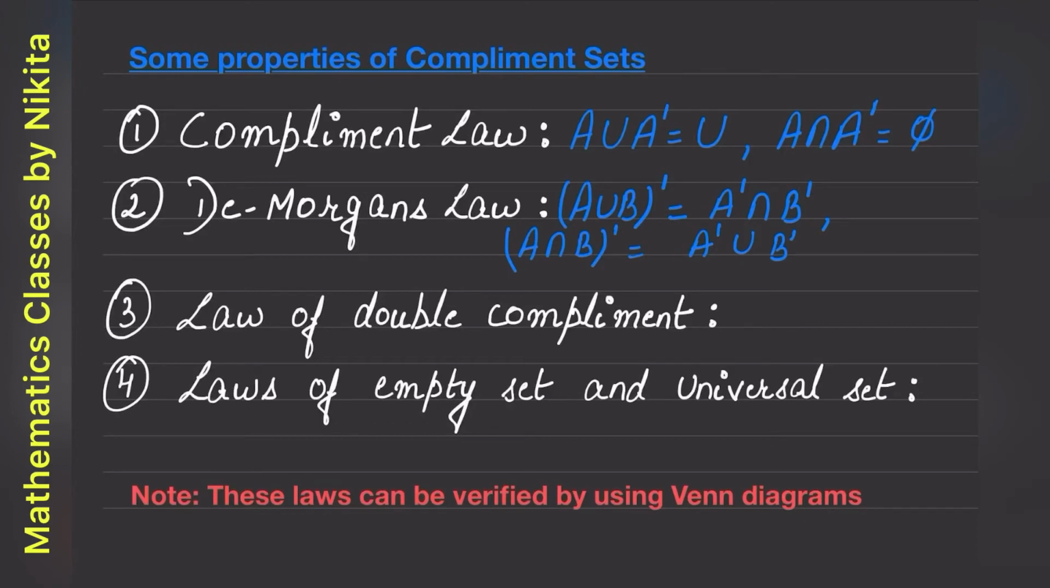Easy to remember. Now let's see the next property, law of double complement. So this says that A complement whole complement is equal to the set itself. General property holds for any A.